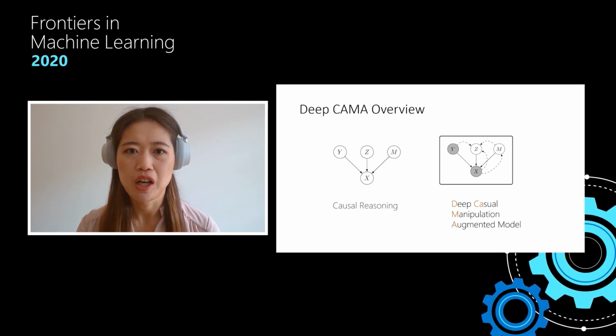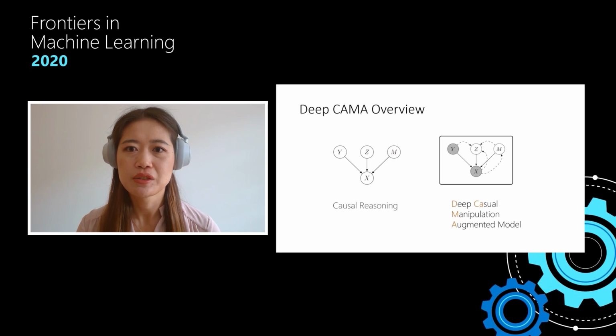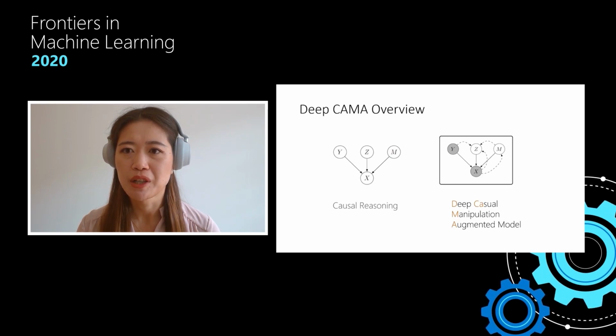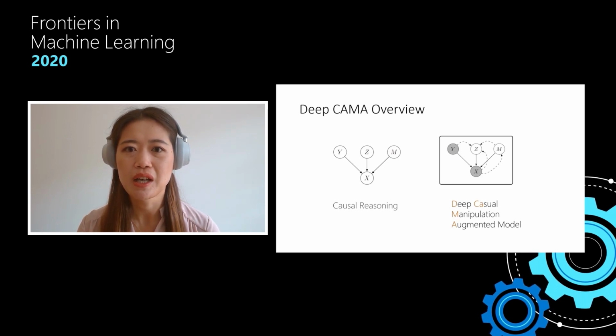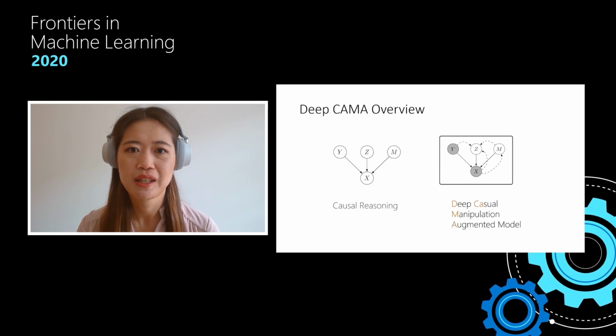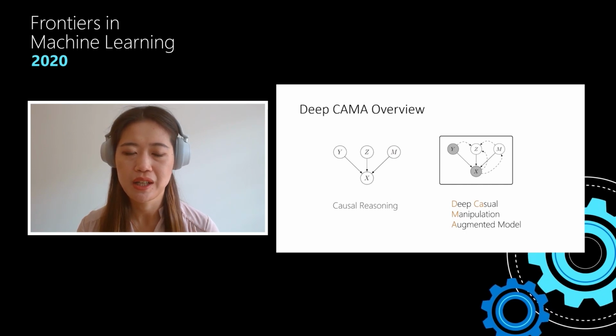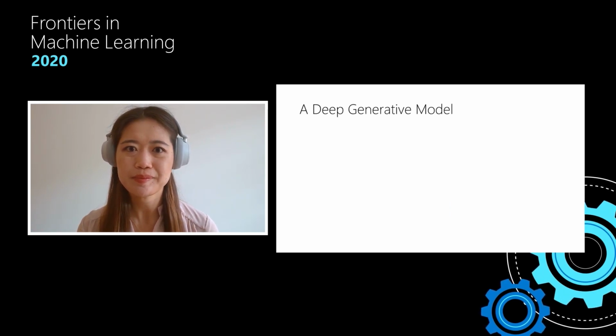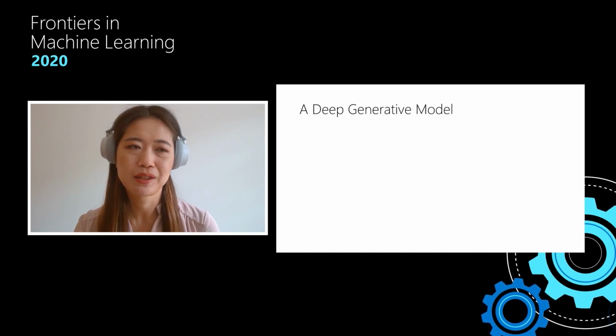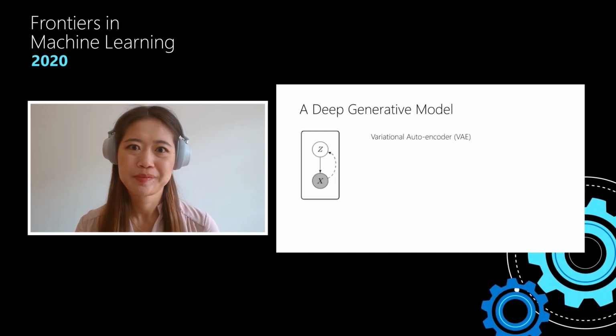We call it Deep Karma. The idea is to create a deep learning model that is consistent with the underlying causal process. In this work, we assume that the causal relationships among the variables of interest are provided. Deep Karma is a generative model.